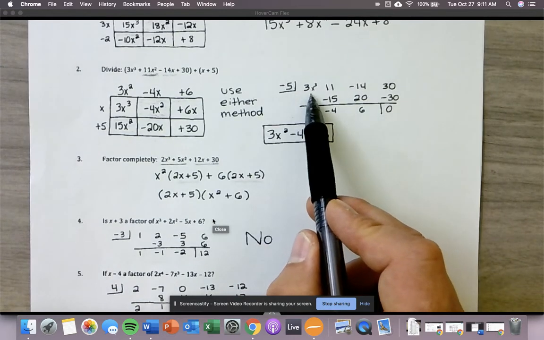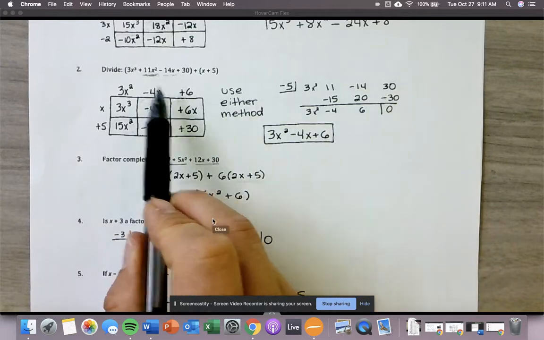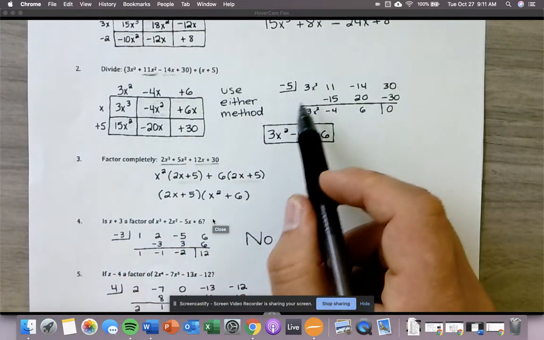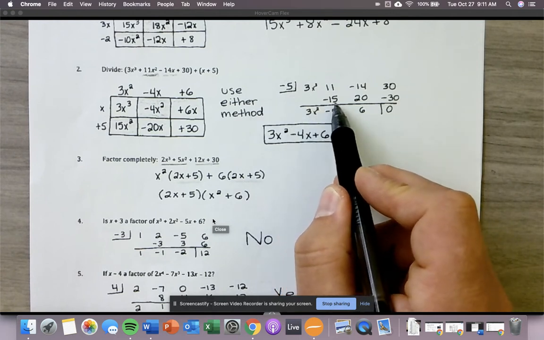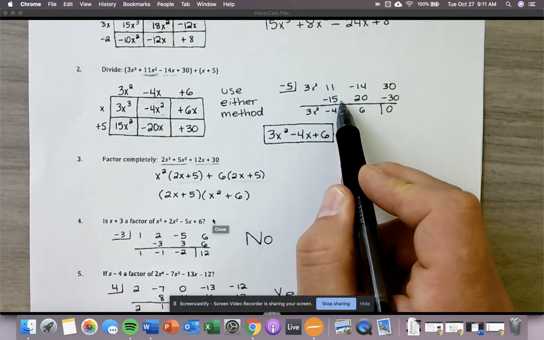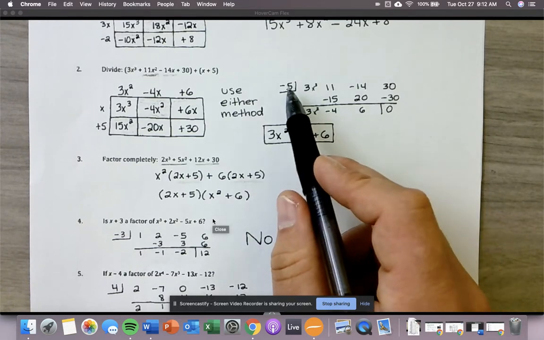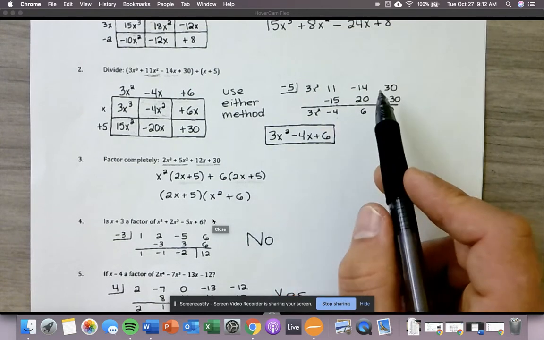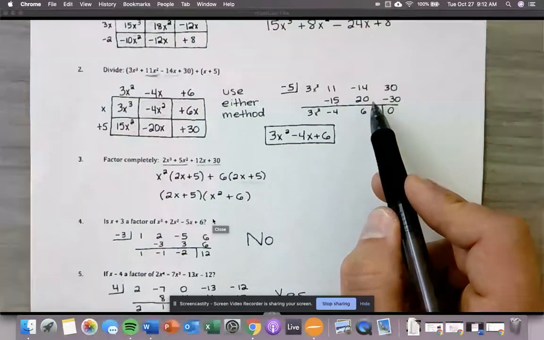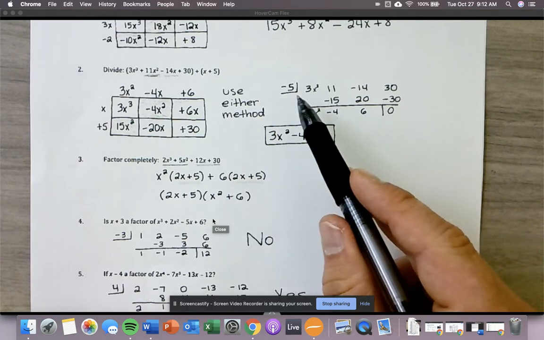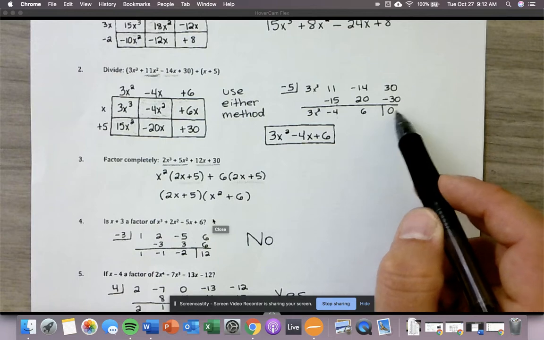So we have 3, all right, 3x cubed, then we have 11, then we have negative 14, and we have 30, just like we have here. We drop the 3, right, then we do negative 5 times 3 is negative 15. 11 plus negative 15 is negative 4. So negative 5 times negative 4, we get 20. Negative 14 plus 20 is 6. Negative 5 times 6 is negative 30. 30 plus negative 30 is 0.